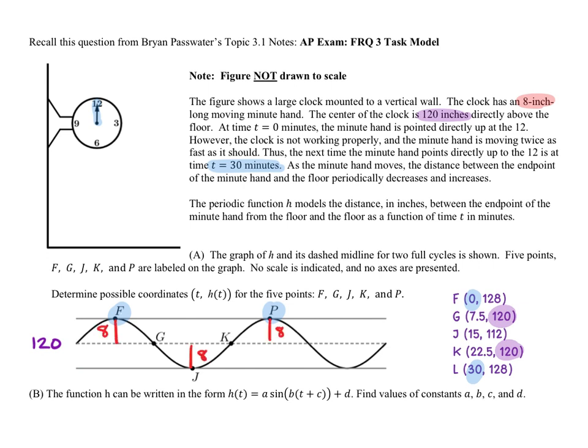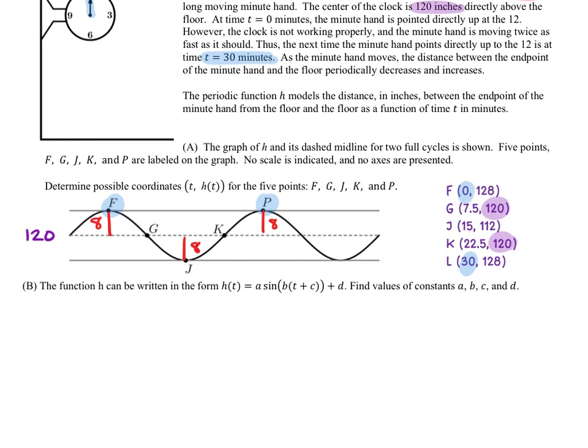Okay. I'm so sorry. Do y'all remember doing this back when we first started back in January? We found all of the possible coordinates around this graph for F, G, J, K, and P. We know that the period is from start to finish, so start to finish should take 30 seconds. This is 0, this is 30.